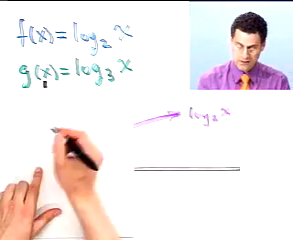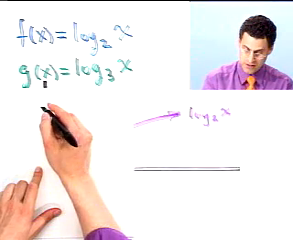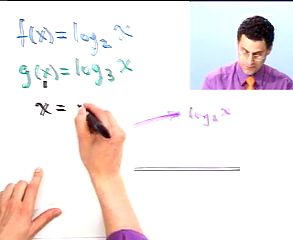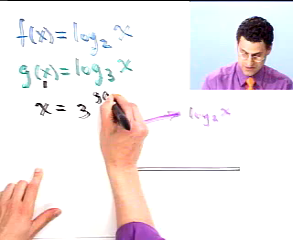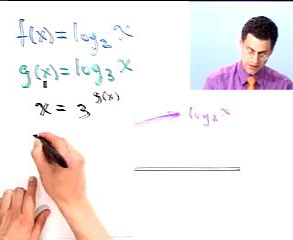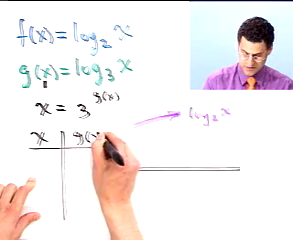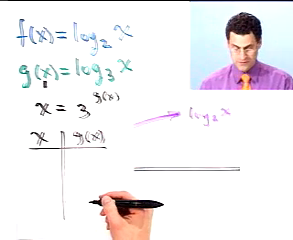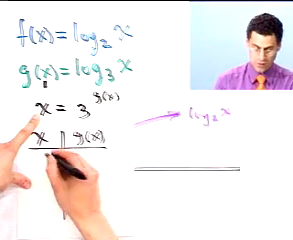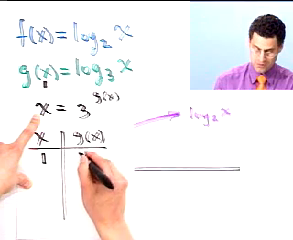First of all, you might want to convert this, if that is your pleasure, to see that x would equal 3 to the g of x. That's what this is saying. So I make a table x and g of x. Let's just plug in a couple of points really fast here. For example, if I put in a 1 here, 3 to what power gives me 1? 0.